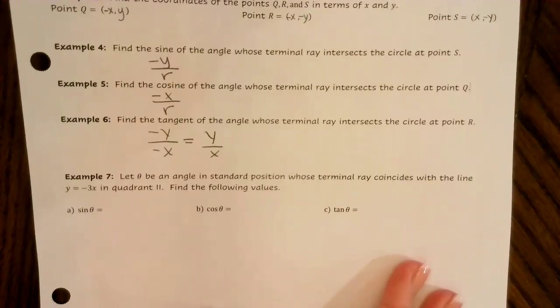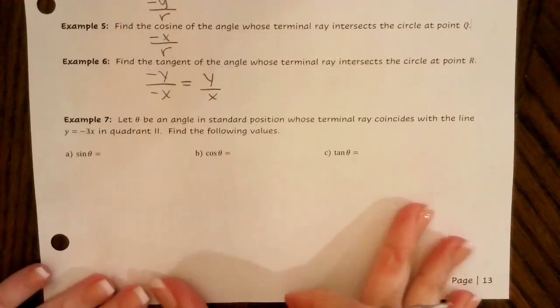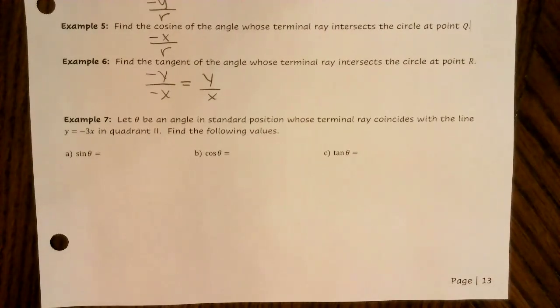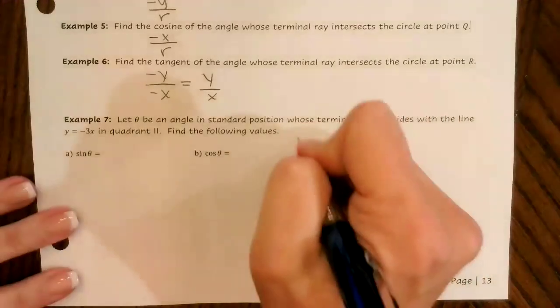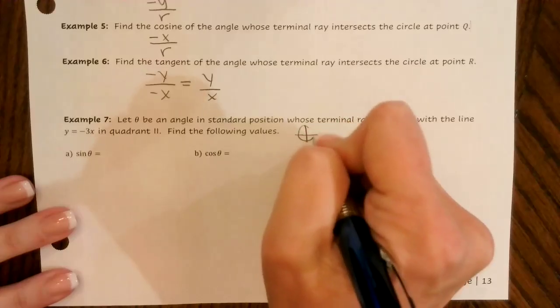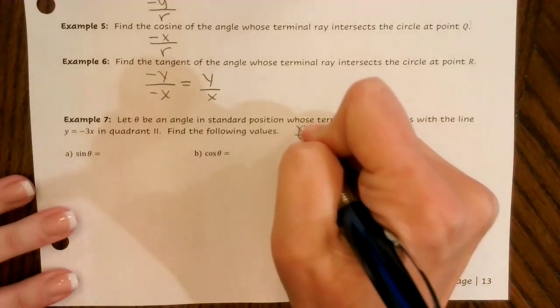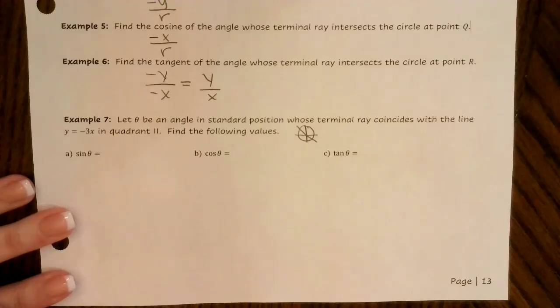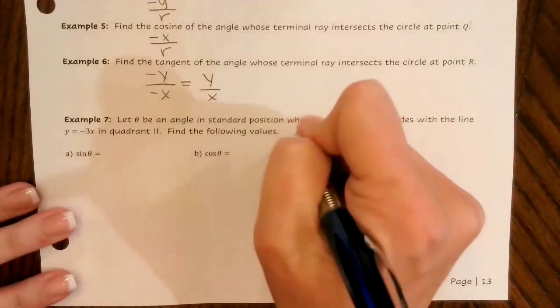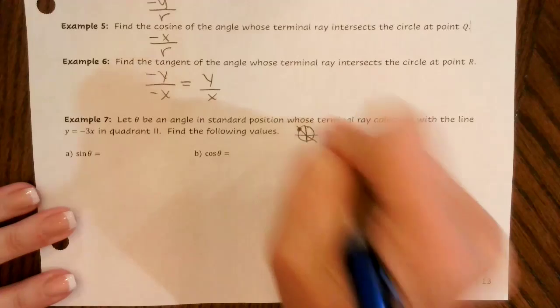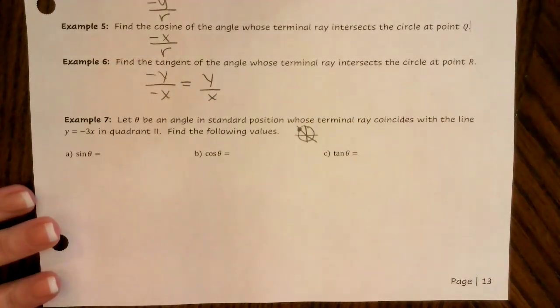All right, let's go deeper into these sine, cosine, and tangent values. It says let theta be an angle in standard position whose terminal ray coincides with the line y equals negative 3x in quadrant 2. Find the following values. I'm going to sketch a quick little picture there so that you can see it. There's my circle. Negative 3x would look something like this. And so it tells us that it coincides in quadrant 2. So we're looking at this one right here. That's where quadrant 2 is.